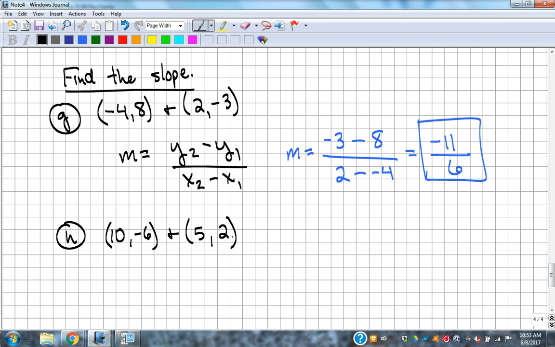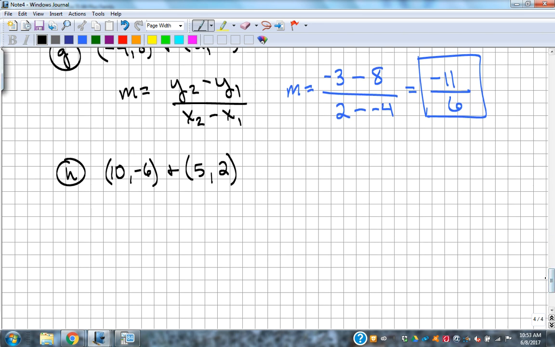All right. So (10, -6) and (5, +2). Again, I'm going to use this slope formula. Plug in the stuff that I know. What y value do you want to start with? 2 is fine. So if I start with 2 on the top, that means I have to start with 5 on the bottom. Have to do that.